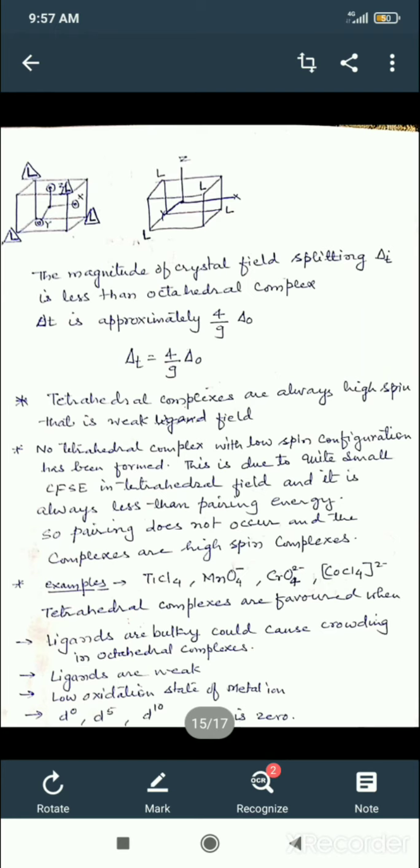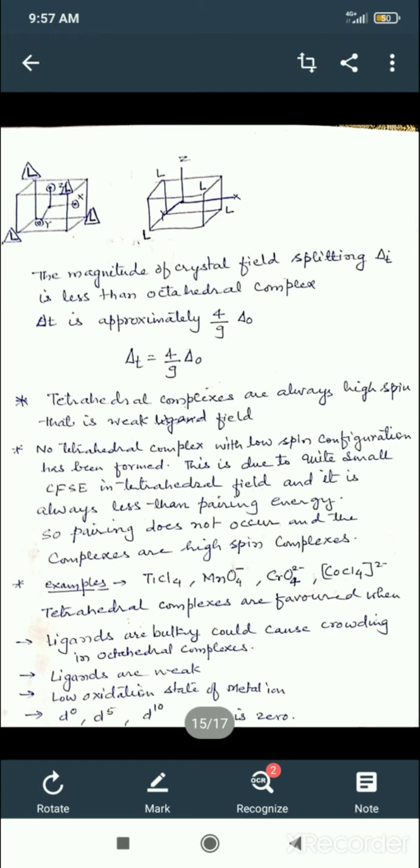Pairing energy is more than delta T. So the CFSE, the crystal field stabilization energy in the tetrahedral field, is quite small. It is always less than the pairing energy. So pairing does not occur, and the complexes are only high spin complexes.